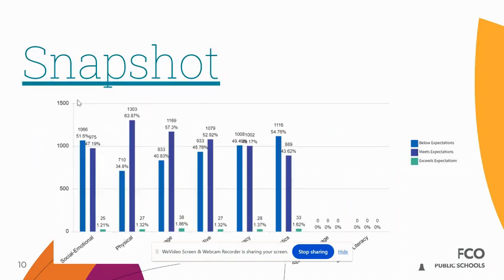Here is an example of what the snapshot report looks like. Aspects to notice in this report include the different developmental areas measured. For each area, you will see the number and percentage of students who are above, meeting, and below the widely held expectations. We will now go into Gold and pull the snapshot report.